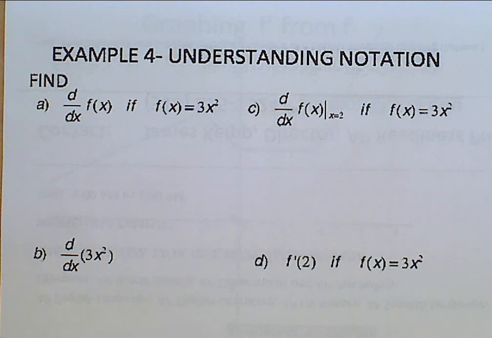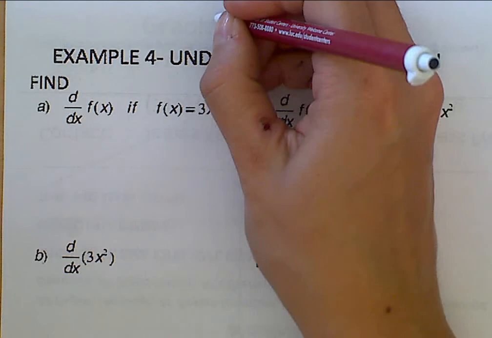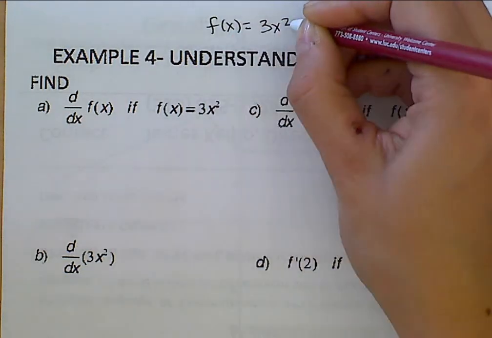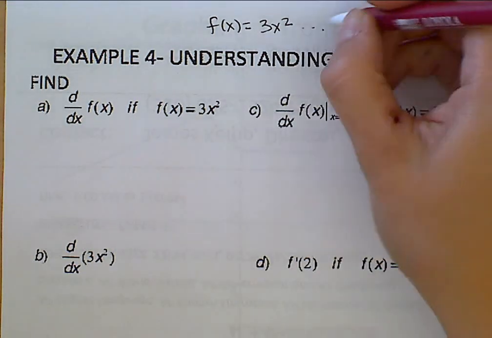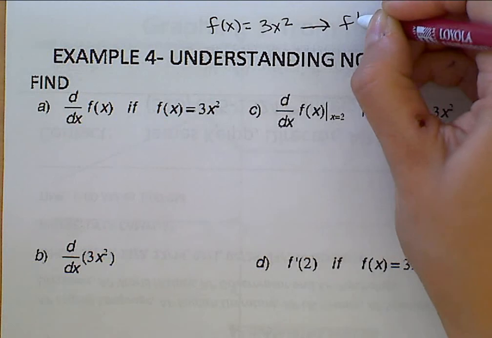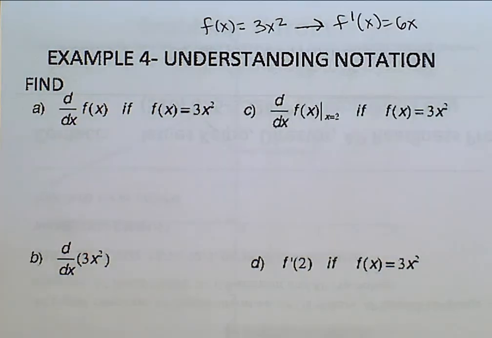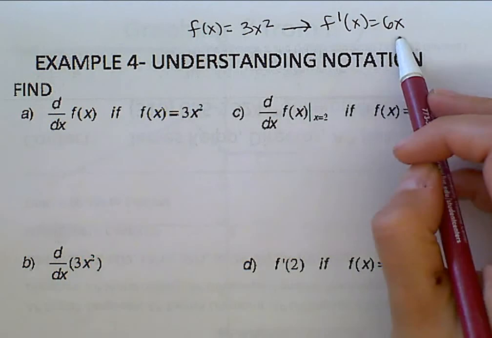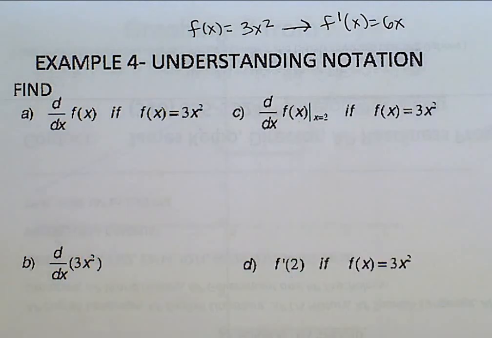All of these want us to use the same f of x. They're all using f of x equals 3x squared. And I will just cheat and let you know that this means f prime of x equals 6x. Okay? I'm not going to make us do all the work to find that. I will just tell you that. So here's the basic prime notation. These examples are using slightly more advanced notation.